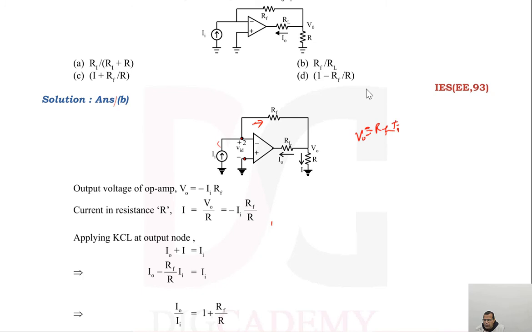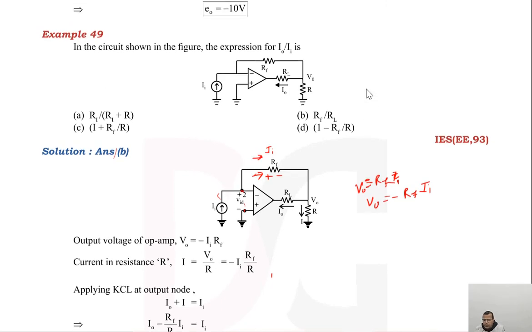Why? Because this current will be I input, and this will be plus, this will be minus, this terminal is grounded. So V naught will be equal to simply minus RF multiplied by input current. So V naught is this, and what do we need to find? We have to find the ratio of output current to input current. Now let us see what will be the current in resistance R. Current in resistance R, I, will be equal to V naught upon R. So this is nothing but minus RF into input current divided by R. That is what you are going to have.